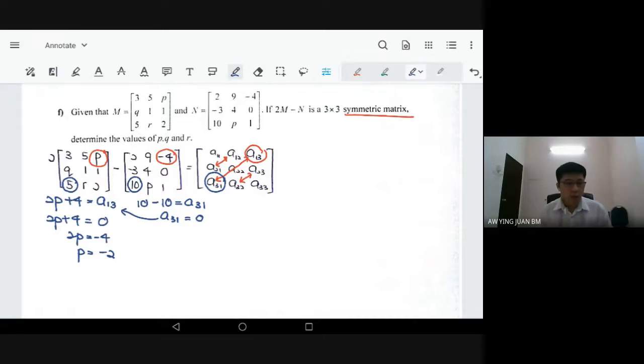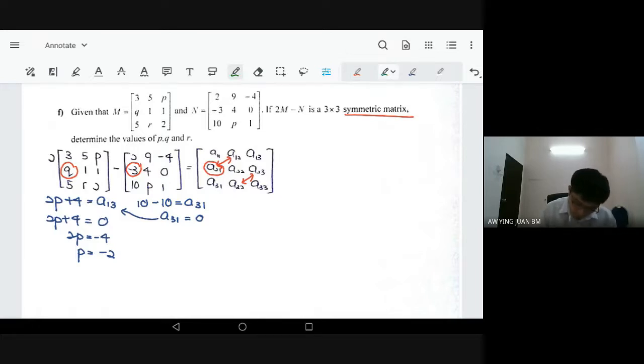Next, move on with the Q. So kindly locate the value of Q. So here we have the Q, which is A21. So here we have A21 and then related to A21.